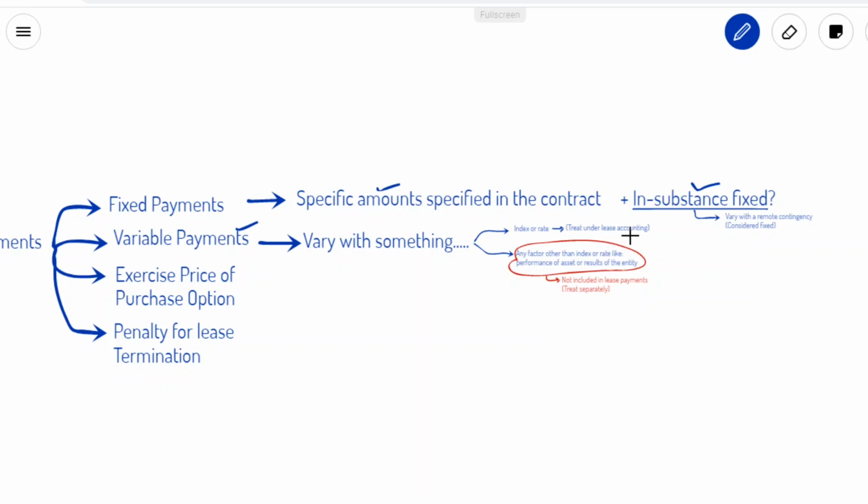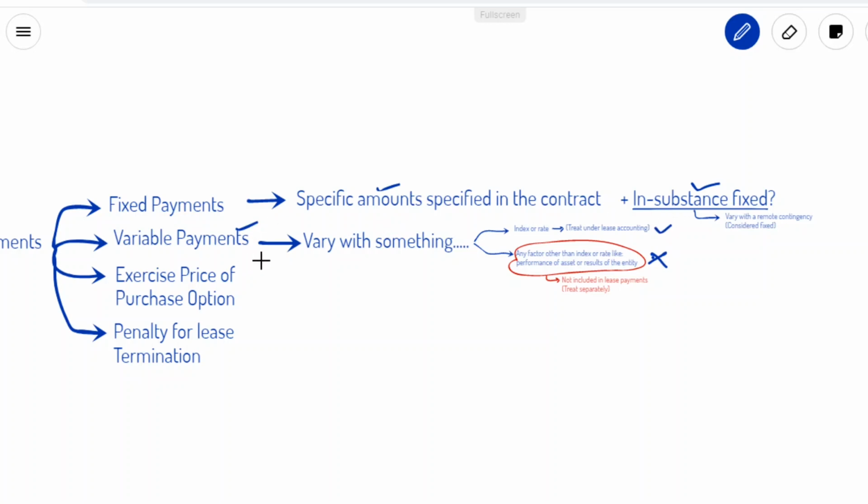However, if there are variable lease payments which depend on, for example, the performance of the asset going above a certain performance criteria, or the performance of the business using that asset increases above a certain level, all those contingencies are specific to an individual business, individual asset, and those variable lease payments are not included in the definition of the lease payment. And if they occur, they would be treated separately as an expense or income in the books of the lessee and the lessor.